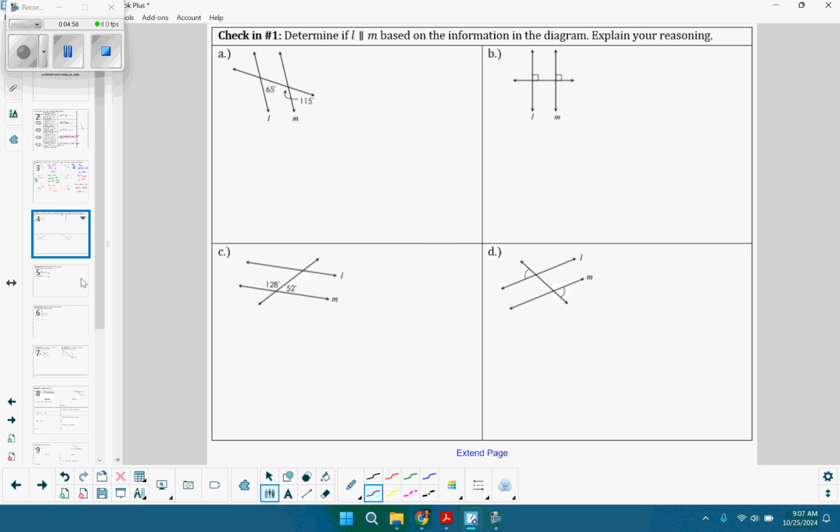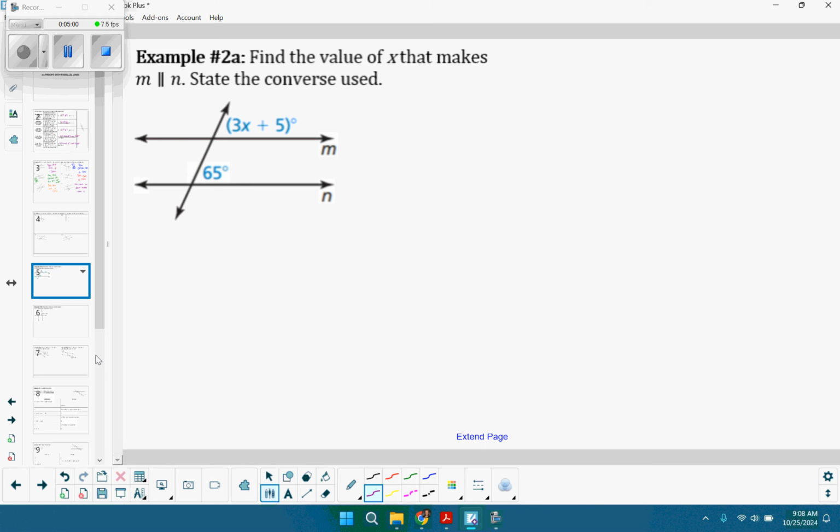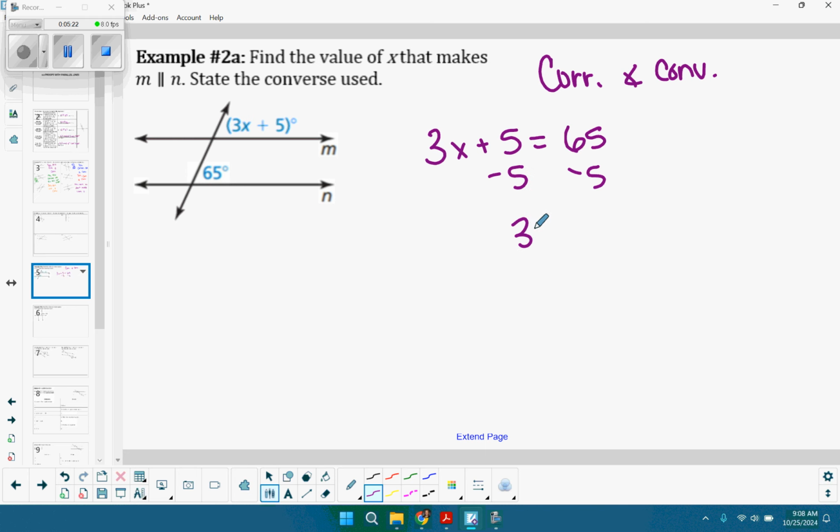So now in example 2, we're going to look at example 2a and b. We're going to find the value that makes the lines parallel, and we're just going to state the converse that was used. So these two angles are corresponding angles, so we're using the corresponding angle converse. And I'm going to set them equal, just like I would if I already knew the lines were parallel. So now we'll solve. We get 3x equals 60, divide by 3, and we get x is 20.